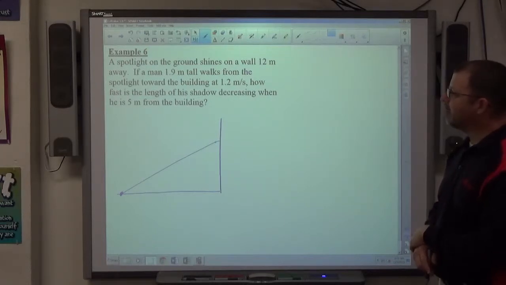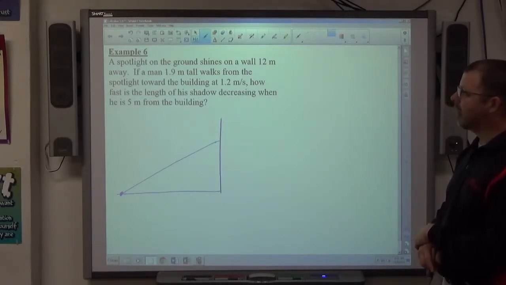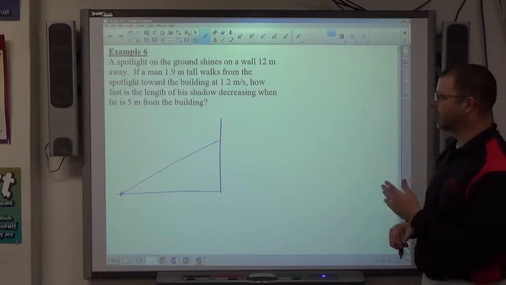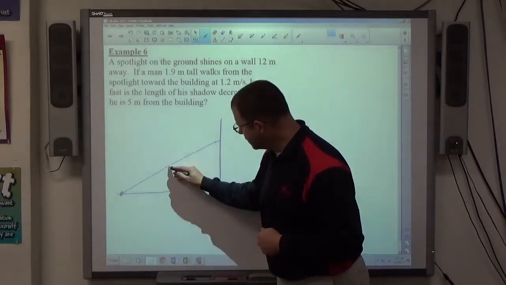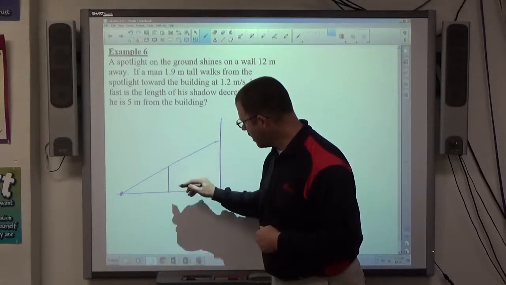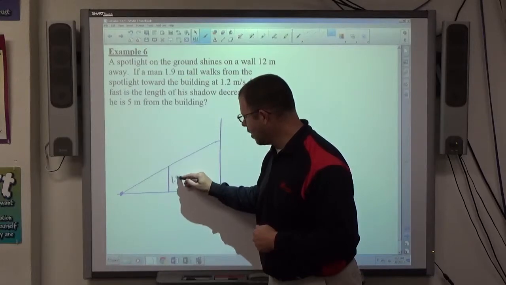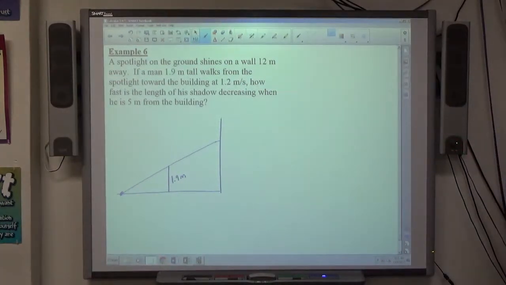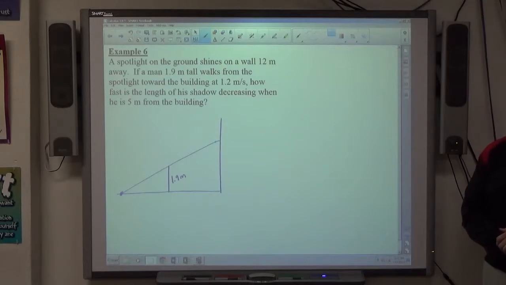A man 1.9 meters tall walks from the spotlight toward the building at 1.2 meters per second. How fast is the length of his shadow decreasing when he's 5 meters from the building? So, if the man is here, all right, and he's 1.9 meters tall, right? Notice I put 1.9 meters there because the man's not going to be shrinking or growing as he walks. He's just walking. He's as tall as he is. Okay, that's not a changing measure, right?